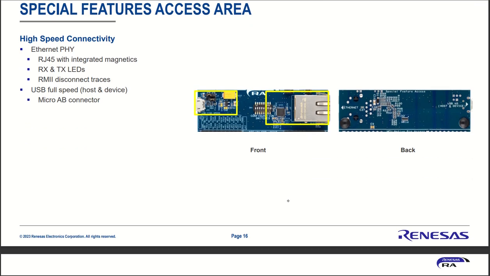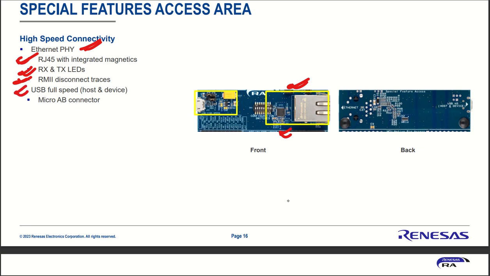In the special feature access area, it has high Ethernet connectivity features. You can see your Ethernet connector is available here. It is an RJ45 with integrated magnetics, so it will have very good EMI/EMC capabilities as well. It has receive and transmit LEDs to indicate that receive and transmit is happening, and RMII disconnect traces are also there.